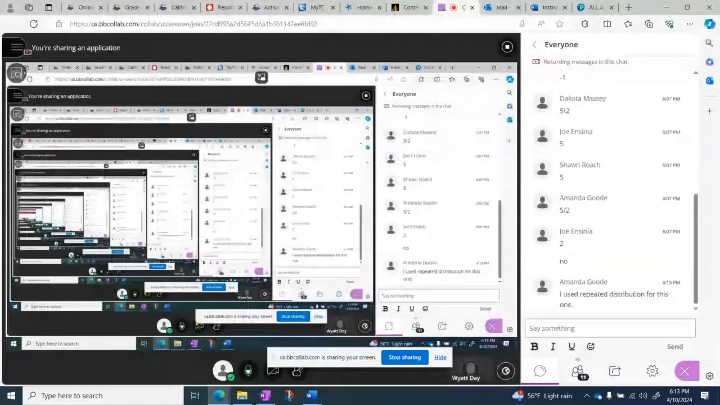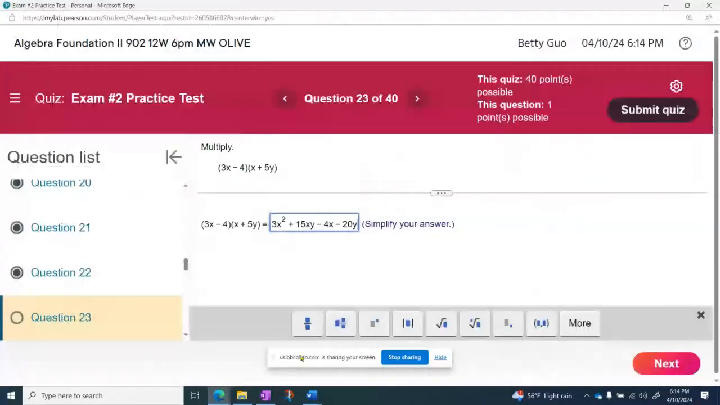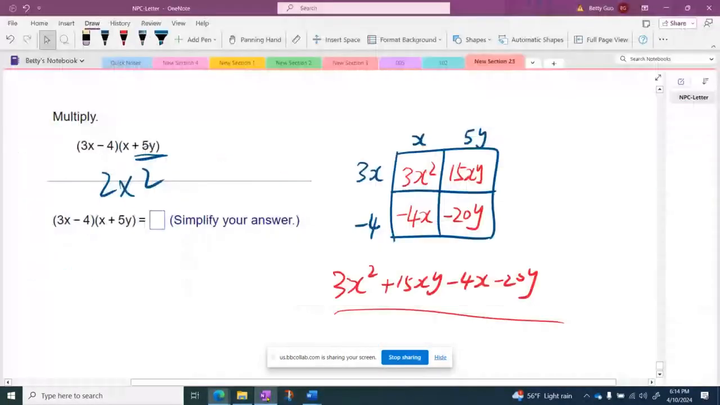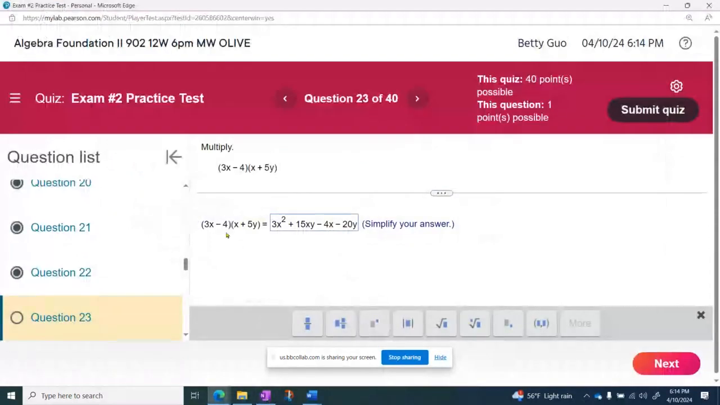Let's see, any questions? I used the repeated distribution for this one. Yeah, that's the method I use actually. Just now when I was entering the answer, I wasn't copying what we had earlier here. I was actually using the repeated distribution method in my head. Thank you, Amanda. It's the same answer, right? With yours. All right, so let's continue. Next question.